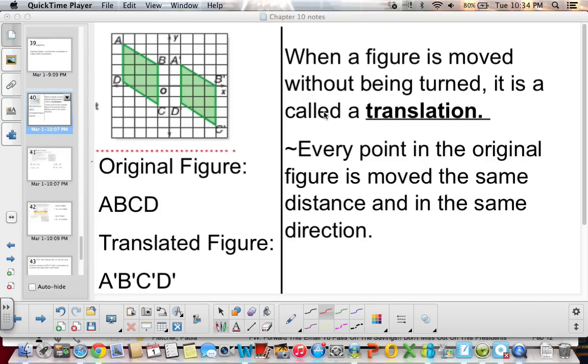Something else important to write down and to remember is that every point in the original figure is moved the same distance and in the same direction. So if we look at A, we can see we're going down 2, 1, 2, 3, 4, and then over to the right 5. B is down 2, over to the right 5. D is down 2, over to the right 5, and then C down 2, over to the right 5. So every point was moved the exact same distance.